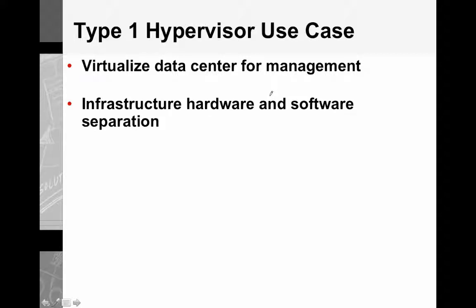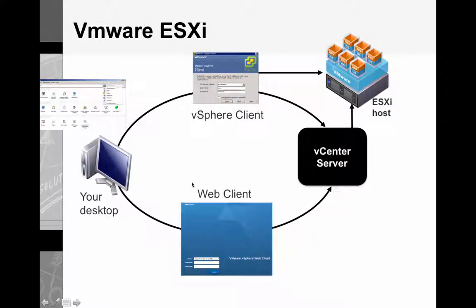So what is the type 1 hypervisor use case? You basically virtualize your data center for ease of management. And what you're really doing is you're taking your infrastructure hardware and putting a hardware and a software separation on top of that. What do I mean by this? Let's look at it. Now let's look at VMware ESXi Type 1 hypervisor in action within a data center.